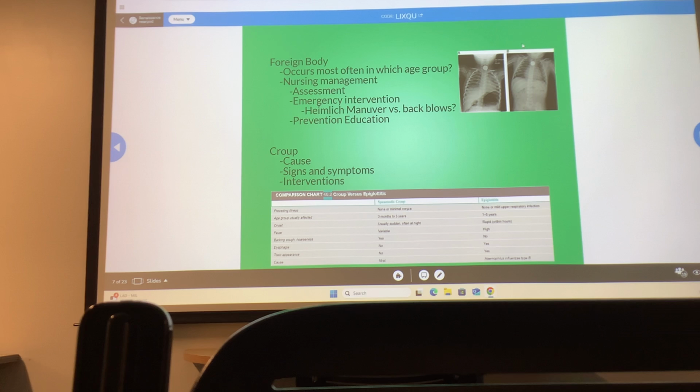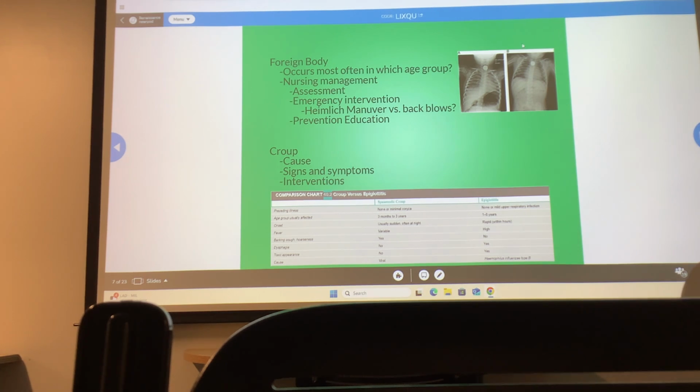So when it comes to foreign body, the biggest piece of this is education, right? That prevention education. So you already mentioned some things. So making sure that their environment around them is free and clear of small objects, that you're giving them toys that are appropriate for their age, that don't have small pieces that they could potentially pull off and ingest, right? Okay, cool with that? All right, let's talk about croup.